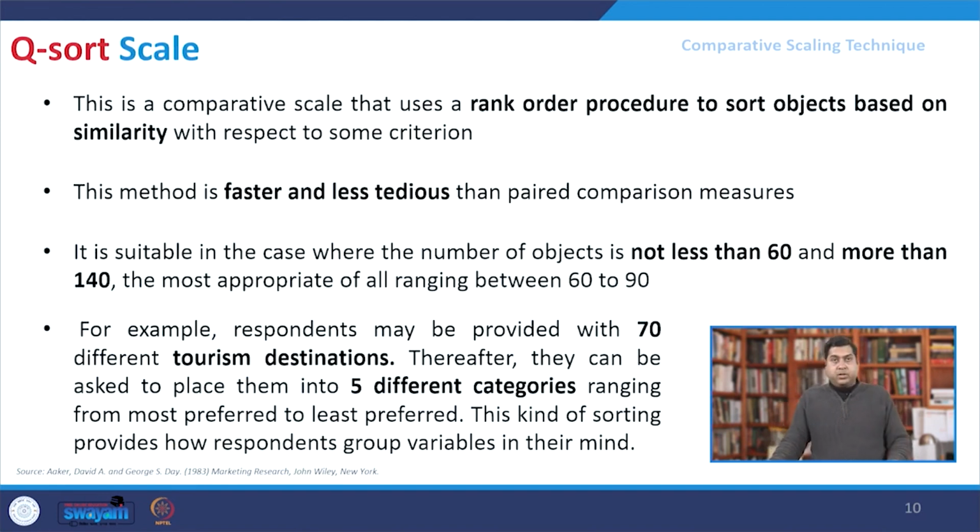Coming to the Q sort scale. In this case, this is a comparative scale that uses the rank order procedure to sort objects based on similarity with respect to certain criteria. This method is faster and less tedious than the previous comparison because it is just to make the sorting.